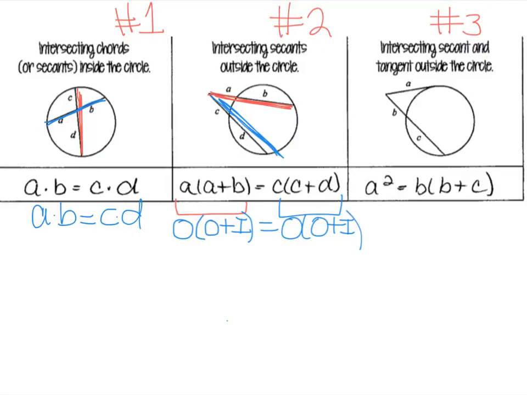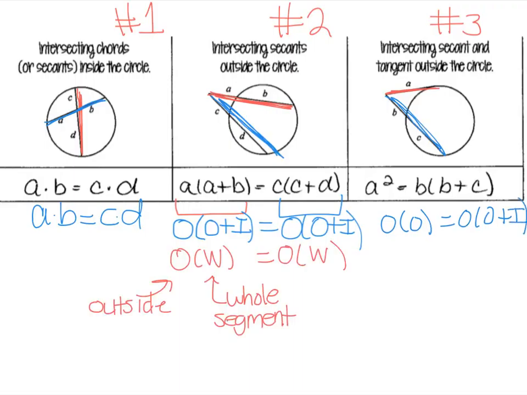And the last one, we're going to color one segment red and the other segment blue. We have the outside times the outside equals the outside times the outside plus the inside. So these are formulas we're going to remember. The O stands for the outside, the part of the segment that extends outside. And the whole stands for the inside and the outside, so it's the whole segment.